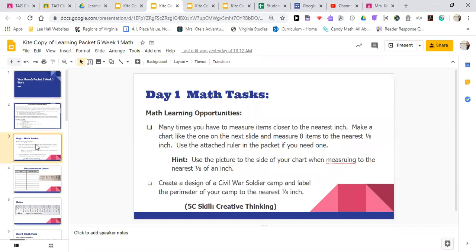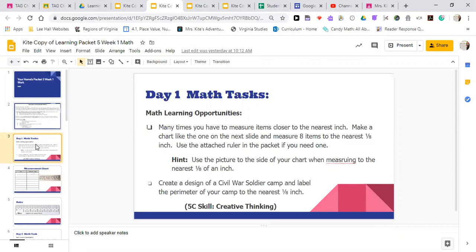All right, our day 1 math tasks were our math learning opportunities. Many times you have to measure items closest to the nearest inch. Make a chart like the one on the next slide and measure 8 items to the nearest 1/8 inch. Use the attached ruler in the packet if you need one. Hint, you're going to use the picture to the side of your chart when measuring to the nearest 1/8 of an inch. I'm sorry about that typo.